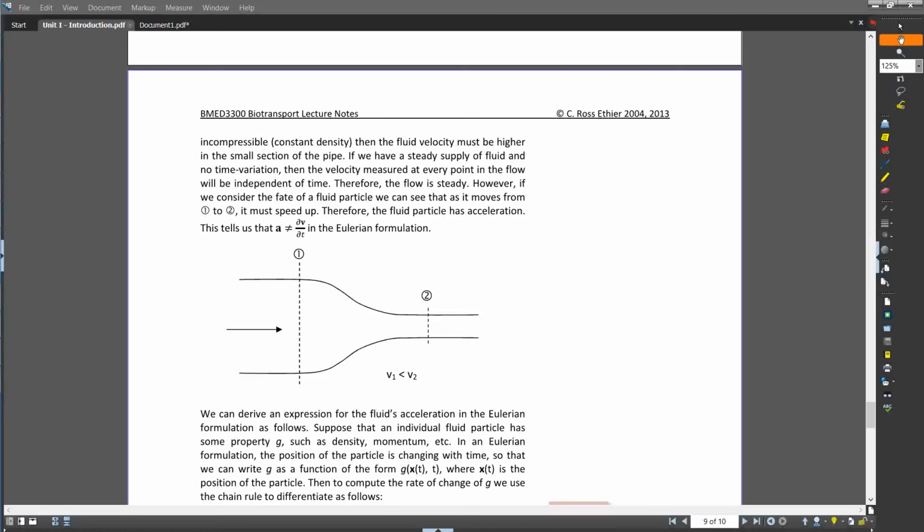Hi everybody, another BMED 3300 biotransport lecture for you, this time on the substantive derivative. This is part of the introductory section of the notes towards the end.